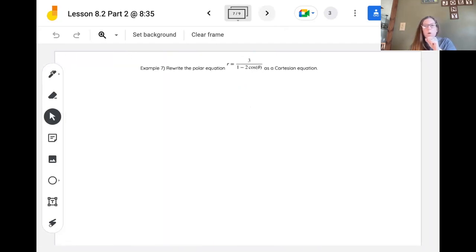All right. What if we want to go backwards? What if I have the polar equation and I want to know what is its Cartesian equivalent? Well, I don't like the fraction, so let's eliminate the fraction by multiplying both sides by 1 minus 2 times cosine of theta, which will then be equal to 3. I know that cosine of theta is the same as x over r. So I'm going to replace cosine of theta with x over r. So 1 minus 2 times x over r.